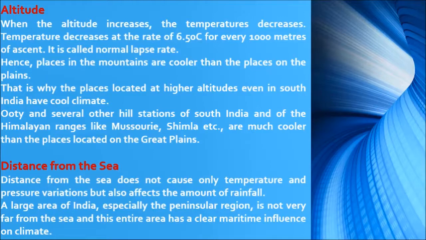That place will be cooler than the places like what we are living on the plains, right? That is why the places located at higher altitudes, even in South India, have a cool climate. So whether it is in North India or South India, the mountain areas, the hill areas, will have a cool climate. For example, see here, Ooty and several other hill stations of South India and of the Himalayan ranges like Mussoorie, Simla, etc. are much cooler than the places located on the Great Plains.